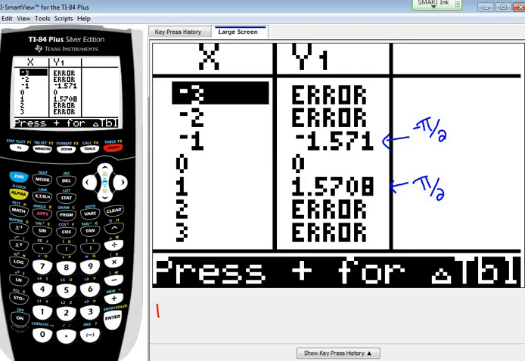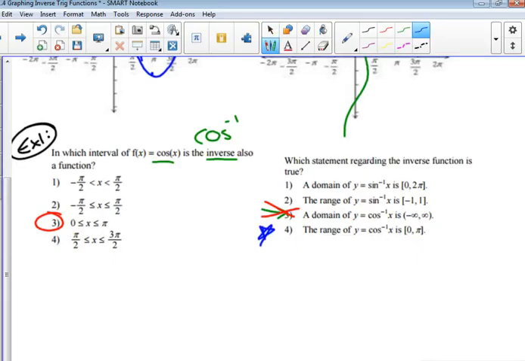If this is only pi over 2, this is like 0 to 90. Will it work down here? No, you're going to get those errors, so that's not going to happen. All right, I'll cancel this one then.